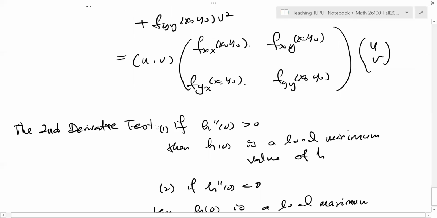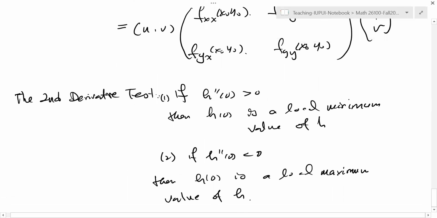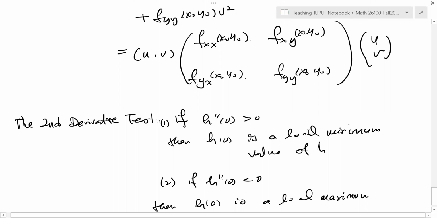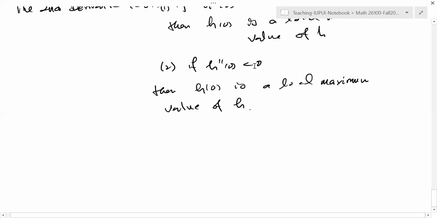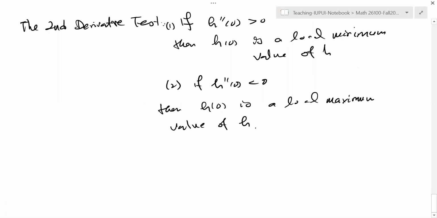I think here the second derivative is a product of this vector and matrices. Okay, so as long as this matrix is positive definite, then f double prime is going to be positive. So you can translate this result to the second derivative test for the function in two variables, for the function f(x, y).